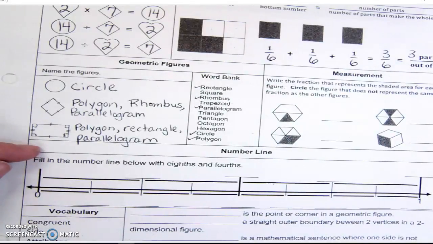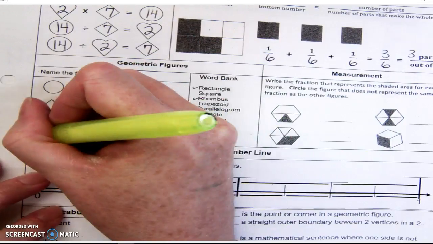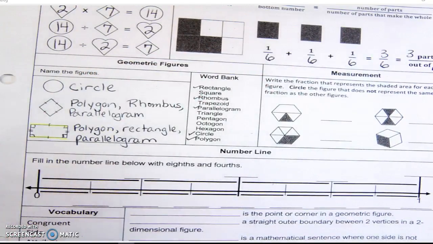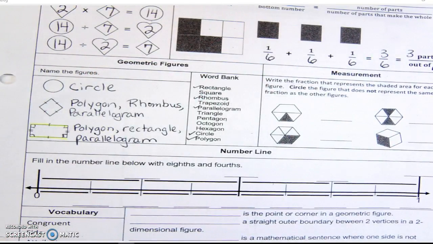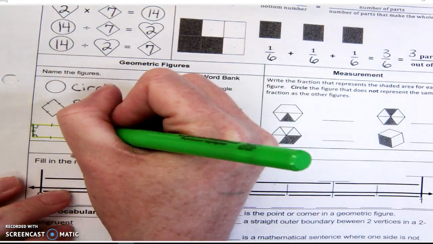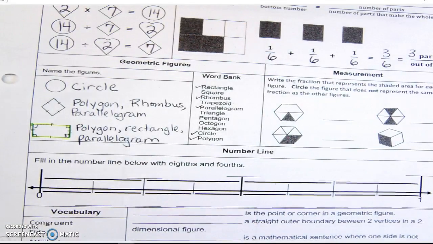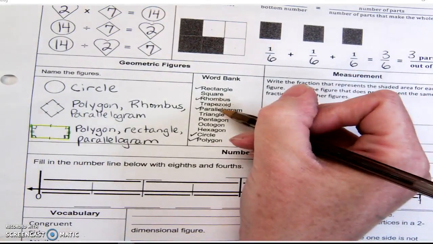Because we have parallel sides on the top and bottom. Those two sides are parallel to each other. And we have parallel sides on the sides. Parallel. Those two sides are parallel to each other. So it is a parallelogram.